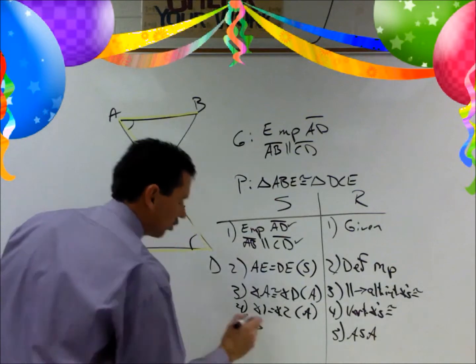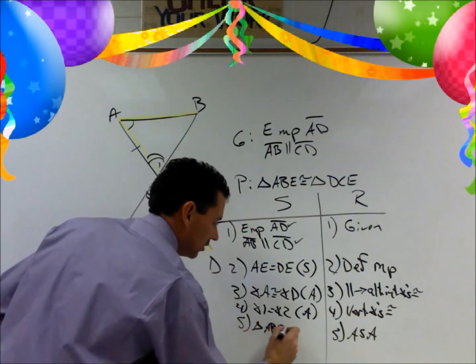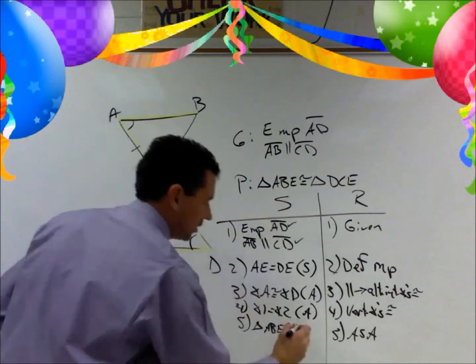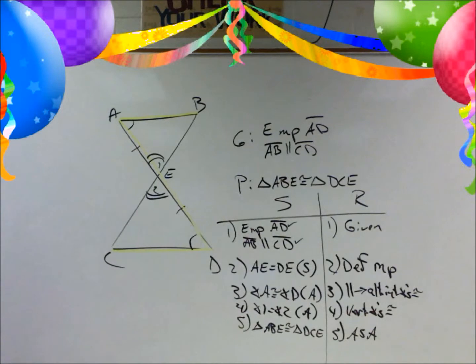So now I can put the triangle congruent statement. Triangle ABE is congruent to triangle DCD. There's an example of proving triangles congruent with angle, side, and angle. What are we at? We're at 6 something. I can do another one here. So let me erase this.